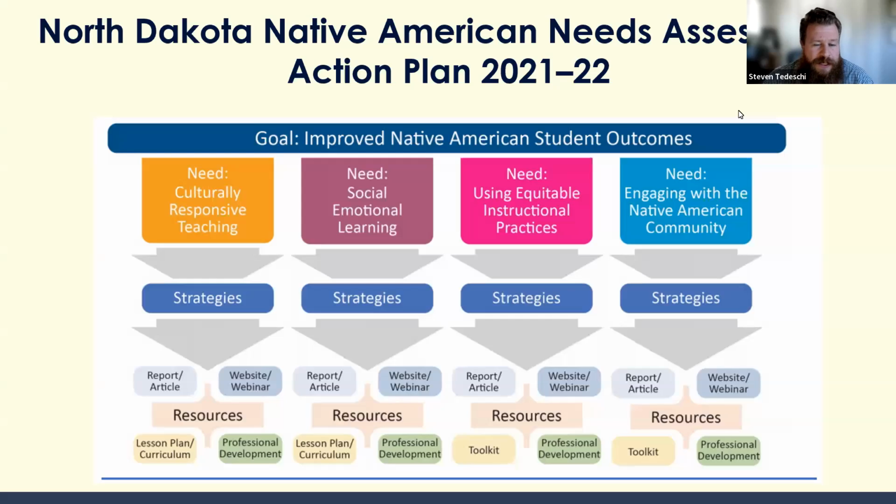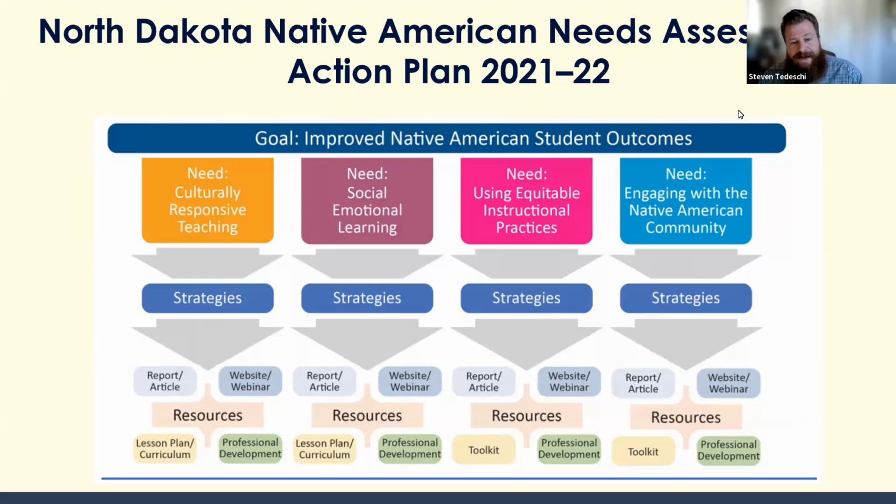And you can see here there were 4 needs for the 2021-2022 school year that rose to the surface, and also that our partners in North Dakota identified as being something that they felt was really important to zoom in on. So we have providing culturally responsive curriculum and instruction, promoting social emotional learning, using equitable instructional practices, and engaging with the Native American community.